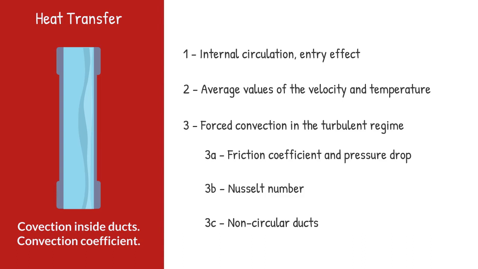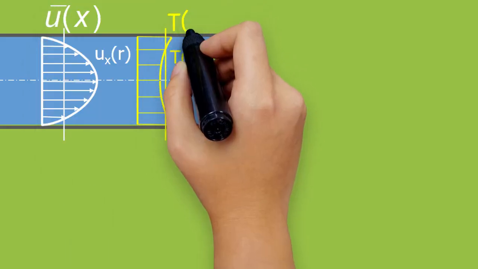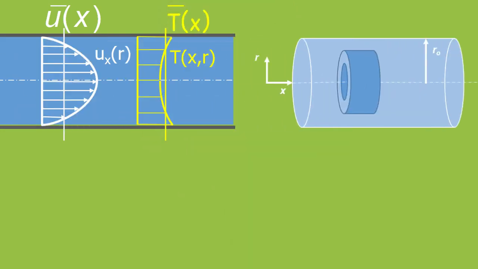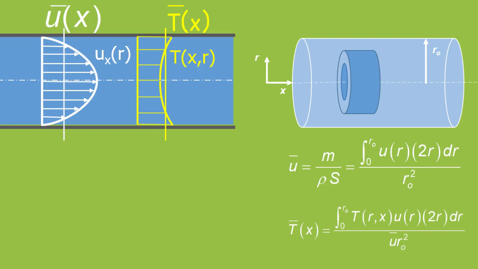Average values of velocity and temperature. For each section of tube, the velocity and temperature vary with the distance from the axis of the tube. However, we are interested in having an average value for each section. We can integrate the mass balance into a differential control volume to get the average velocity, and integrate the enthalpy balance into the differential control volume to obtain the bulk temperature. In this way, we will have a function in which the temperature only depends on x.